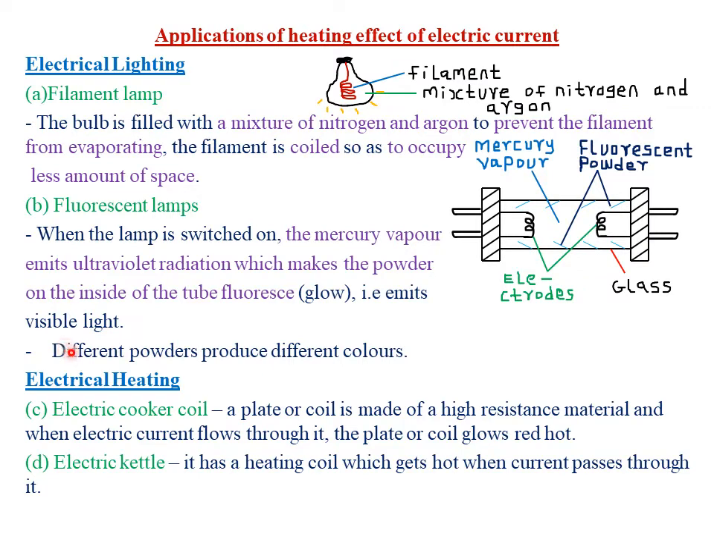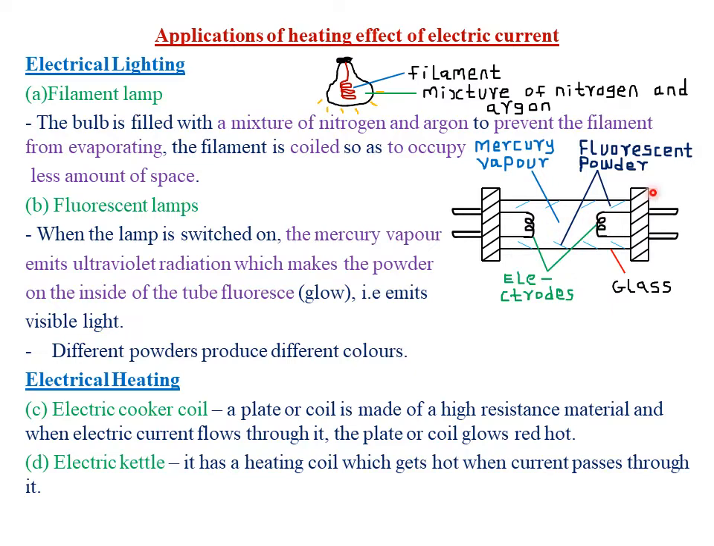Then it is worthwhile noting that different powders will produce different colors. For example, if you find a fluorescent lamp which has a white fluorescent powder on the walls, then the visible light that will be produced will be white in color. If the fluorescent powder is yellow, the light produced will also be yellow.